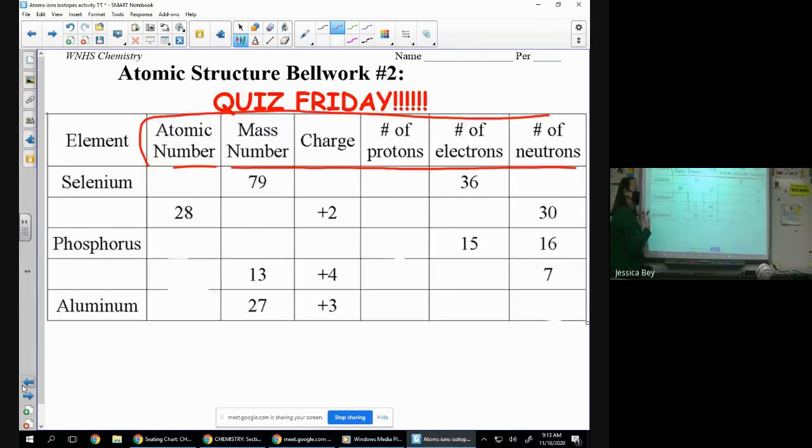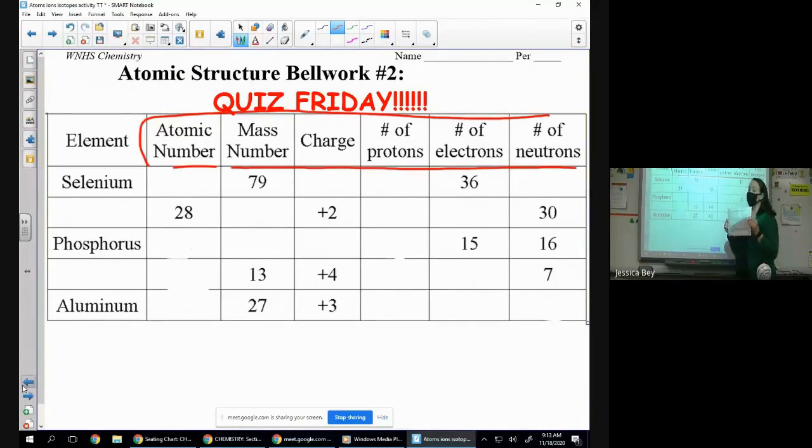So let's go through these today and make sure that everybody knows how to do this so we're ready for our quiz on Friday. So take a look. Atomic structure Bellwork number 2. Everybody's got to it. All right, get out the periodic table. Got it. Let's do it.